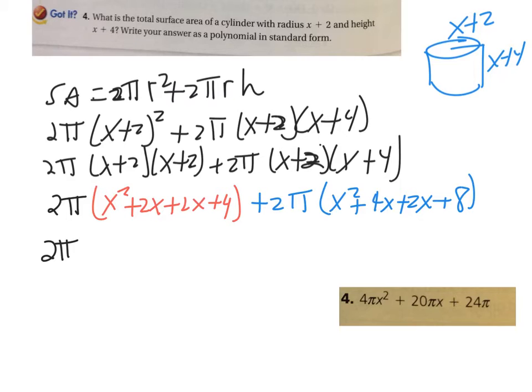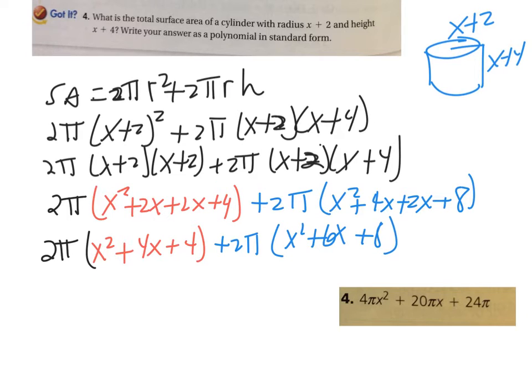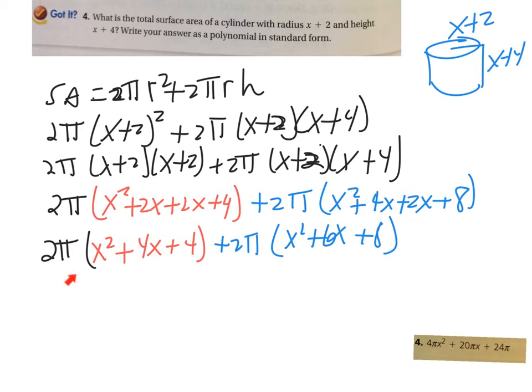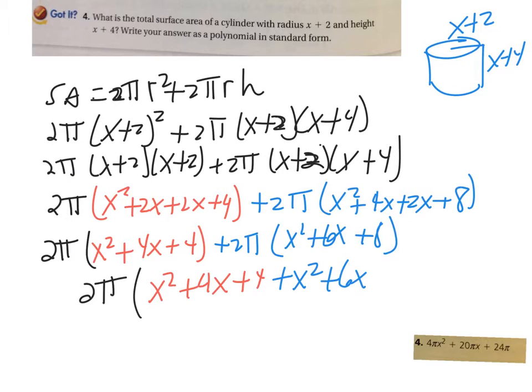So 2 pi times, this becomes x squared plus 4x plus 4. The other one becomes plus 2 pi times x squared plus 6x plus 8. And we can see here we can pull out this 2 pi, right? And everything else just gets added together then. So we've got 2 pi times, let's write everything in there, x squared plus 4x plus 4 plus x squared plus 6x plus 8. So that's all the guys from here and here.